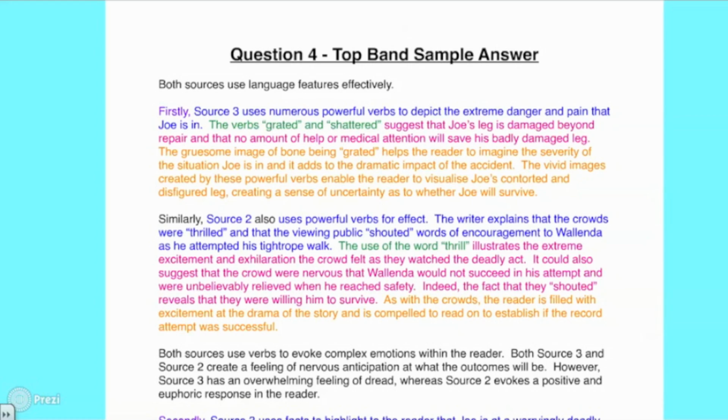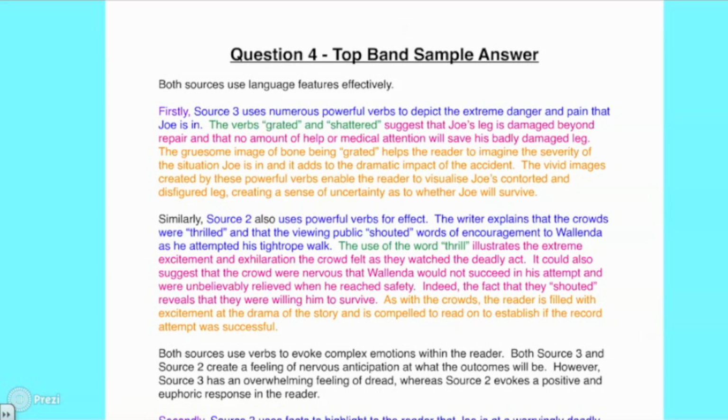As with the crowds, the reader is filled with excitement at the drama of the story and is compelled to read on to establish if the record attempt was successful. Now we know source 2 is generally a human interest story and it's a news article, so obviously the editors want you to read the whole of the article, so that possibly could be a point that you could make in any exam really about that news article, that actually it's compelling you to read on. Okay, so that's my effect on the reader.